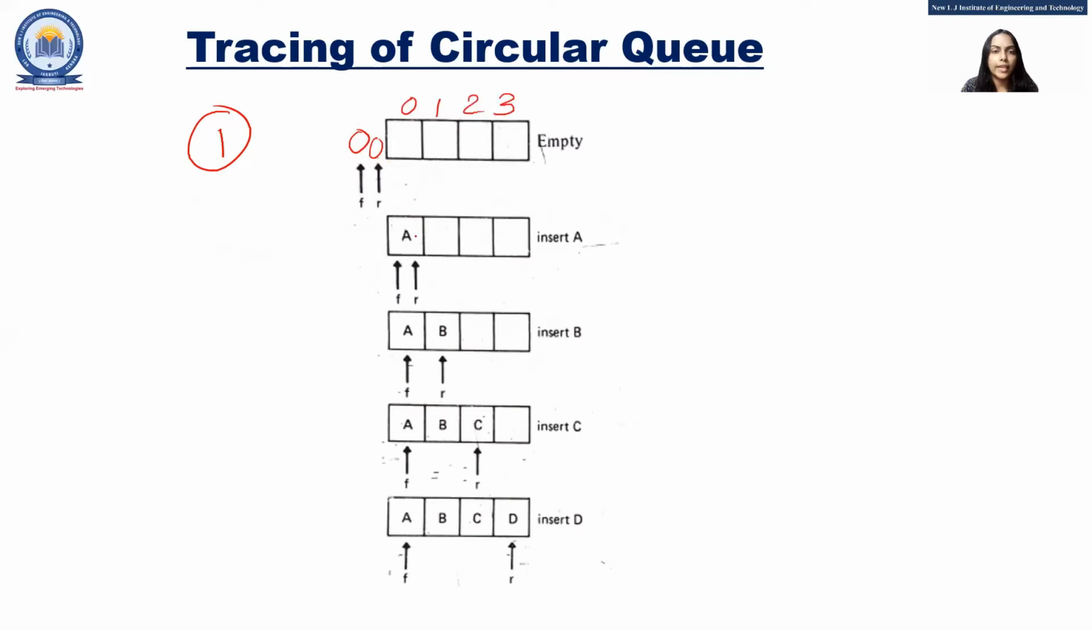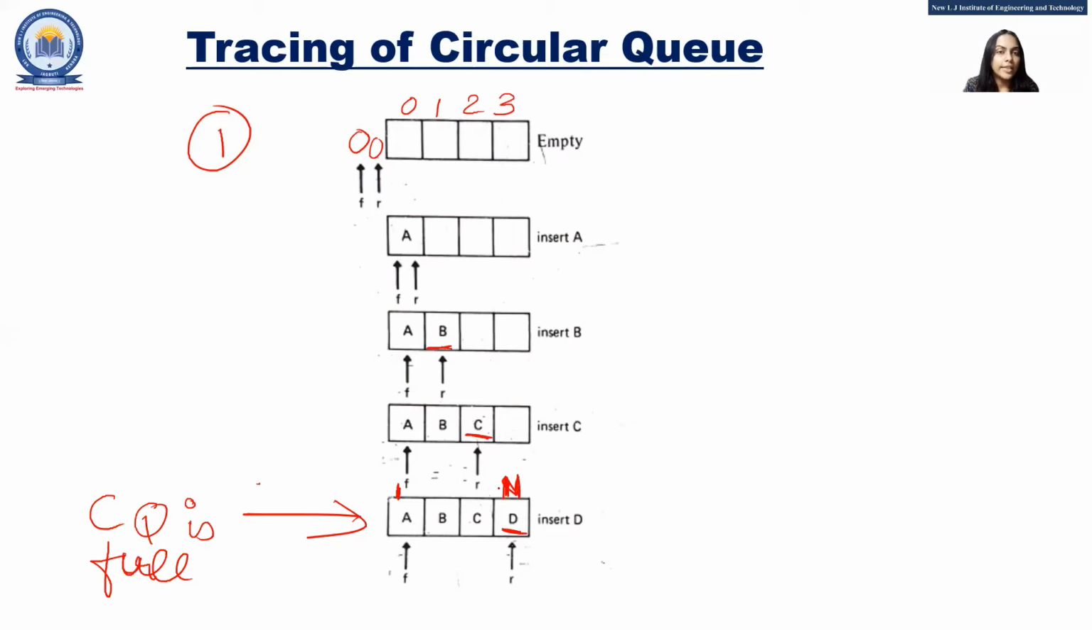Now if we insert A, so what will happen, students? A will be inserted, rear will be incremented, and on the first entry, front will also be incremented. Insert B, now rear is incrementing, insert C, again rear incremented, C is inserted, and insert D. Okay, so at this particular position, we can say that this circular queue is full. Why? Because front is at 1 and rear is at n. Okay, so now this circular queue is full.